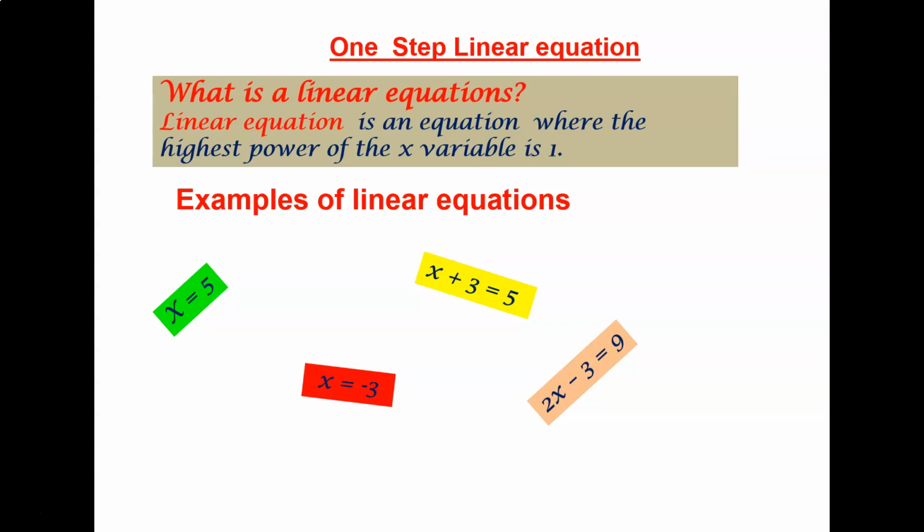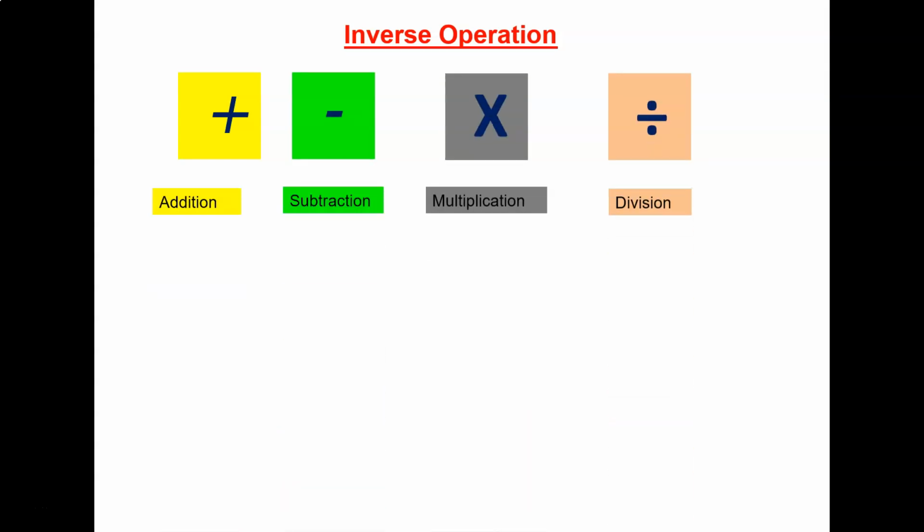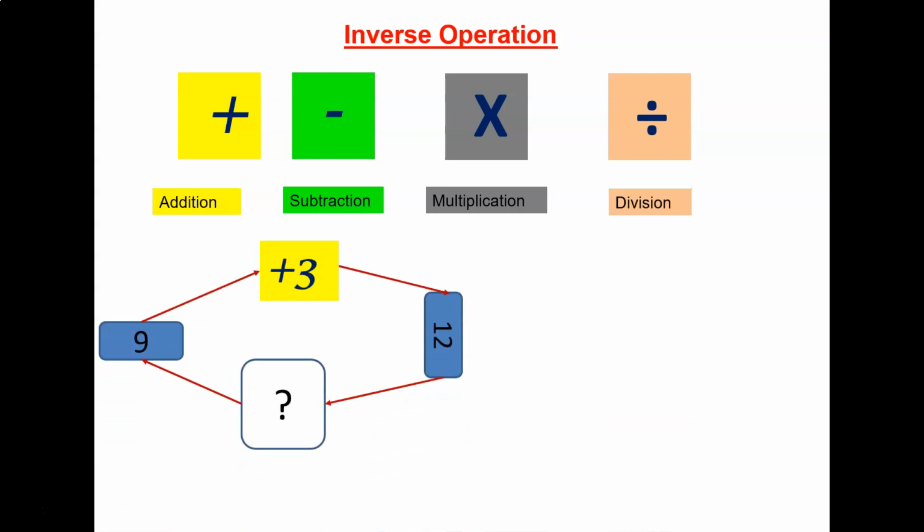How do we solve it? Well, we use something called the inverse operation concept. We list the four main operations, and we group them into twos. For example, in this diagram, I have 9, and I add 3, I get 12. To get the 9 back, I need to take away 3. So we increase 9 by 3, and then we decrease by 3. What addition does, subtraction undoes. They are inverse of each other.